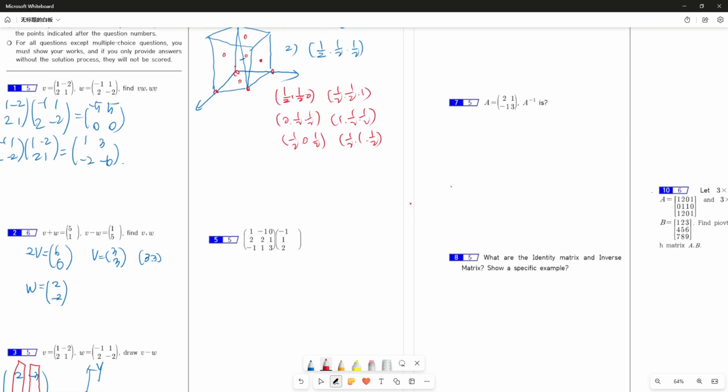Just a calculator. So the answer is -2 and 2 and 8. Okay.